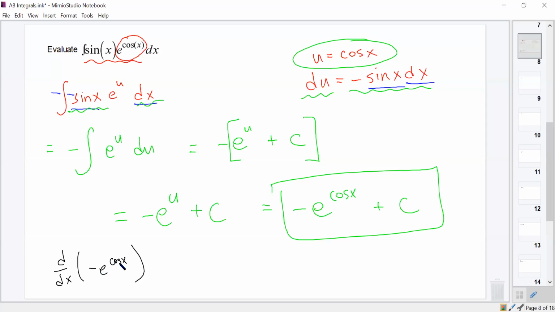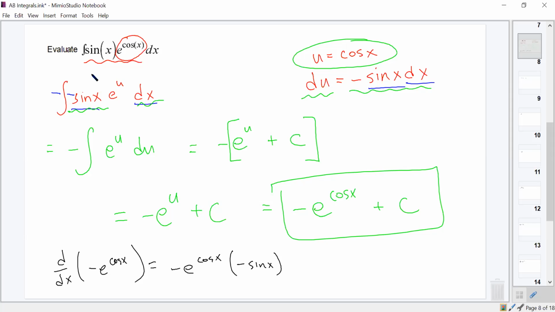That's the derivative of negative e to the u with u equal to cosine x. So that becomes negative e to the cosine x times the derivative of cosine, which is negative sine x. And the negatives cancel, and we've got e to the cosine x times sine x, which is exactly what we started with. But yes, you can definitely check it that way. Good? Yeah.